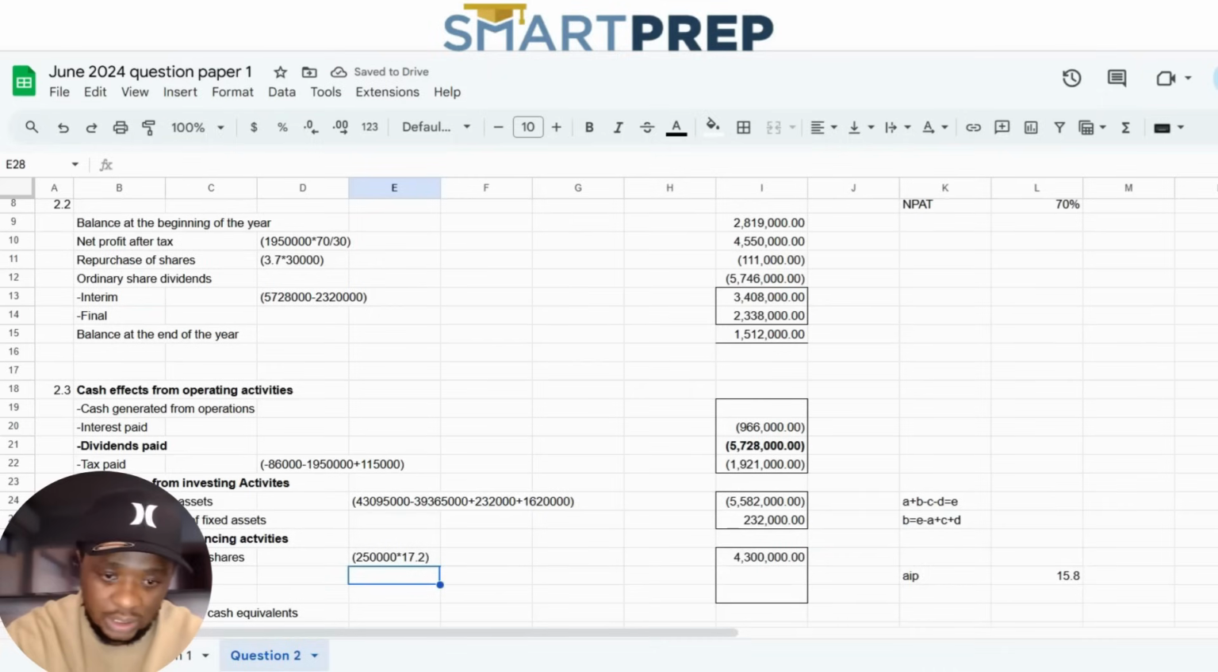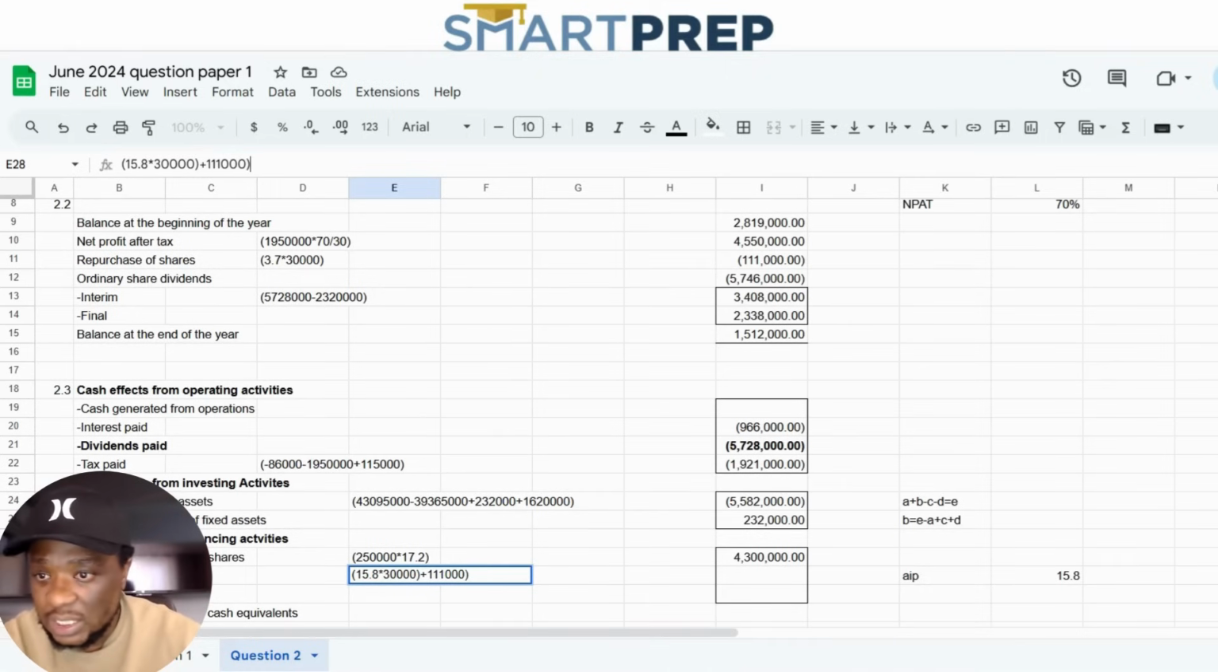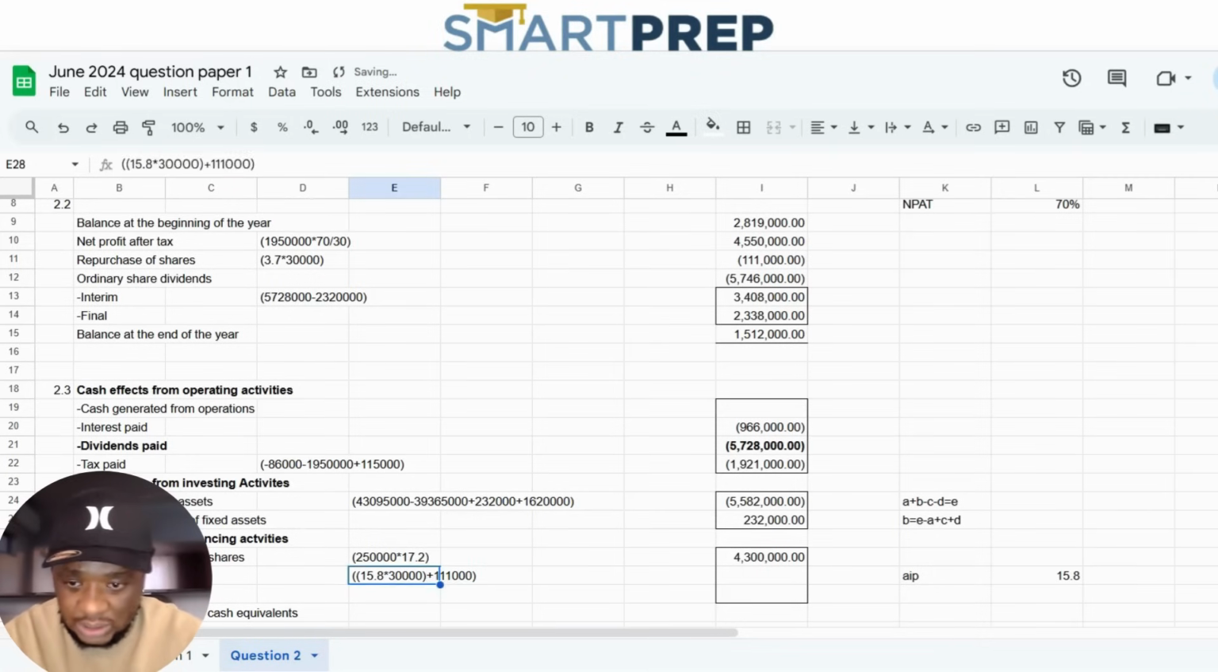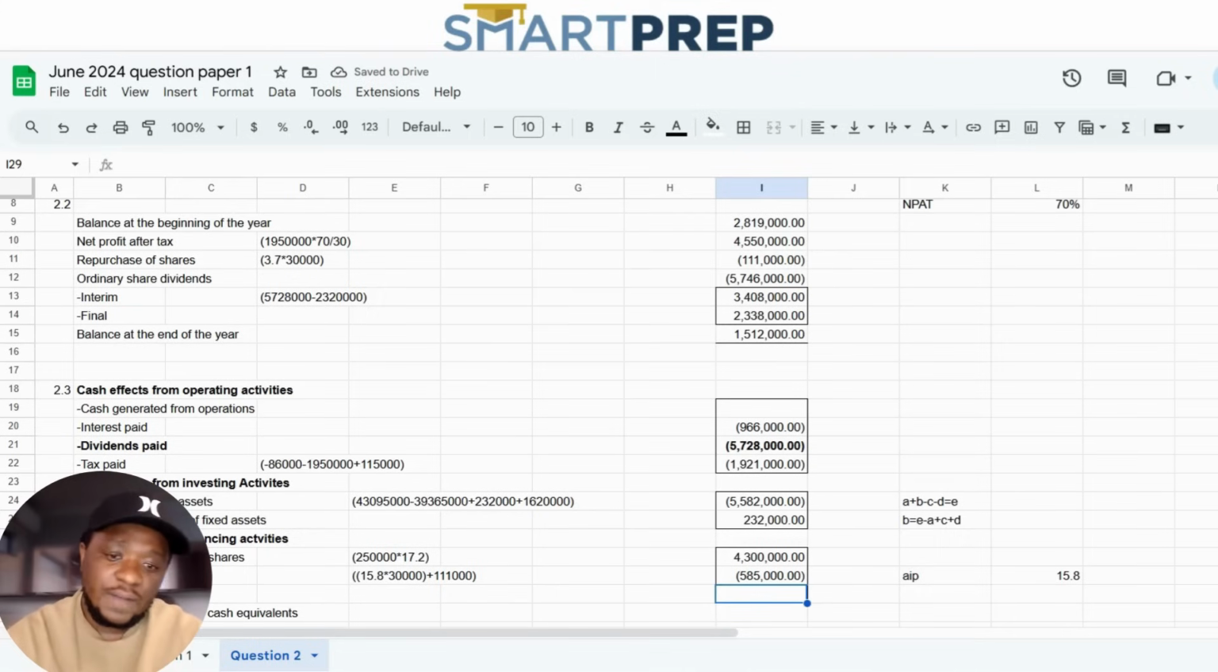So then we're going to say the repurchase of shares will be 15.8, which is the average issue price, multiplied by the number of shares that were repurchased, and 30,000 shares were repurchased. And then in addition to that, we will add the 111,000. And that gives us the total that was paid to repurchase these shares. And do remember that when you put this into your cash flow statement, it is a negative amount, which is 585,000. So that would be number 4.